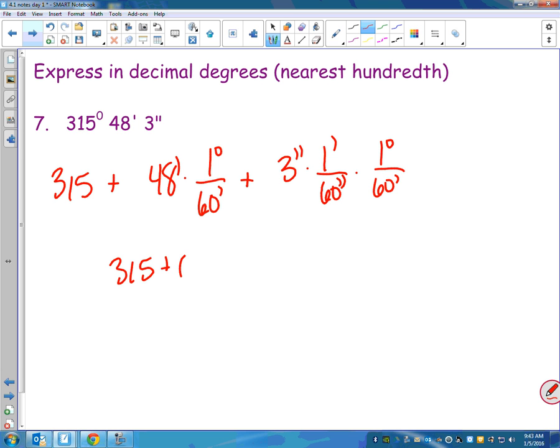Again, a lot less work if you use a calculator. But if you didn't have a calculator that did it, or you just forgot how to do it on the calculator, and you know the conversions, it always works.